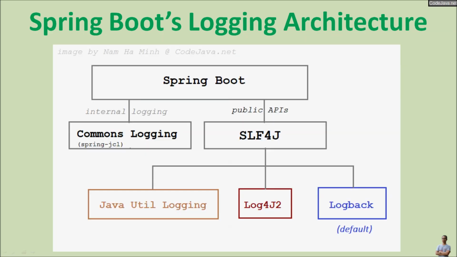First, let's understand the logging architecture used by Spring Boot. For internal logging, Spring Boot uses Apache Commons Logging or Spring JCL, and for the public APIs, Spring Boot uses Simple Logging Facade for Java, or SLF4J, which is the abstraction layer for a logging framework, so we can use different logging frameworks easily. With the default configurations, Spring Boot provides support for Java Util Logging, Log4j2, and Logback. And if we use Spring Boot starter, Logback is the default logging framework.